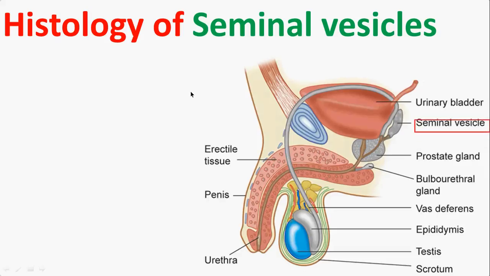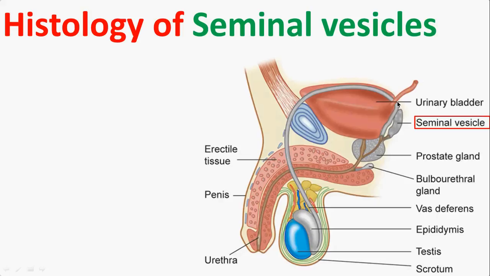Now we will discuss the seminal vesicle, and what its histology is. Seminal vesicles are paired, meaning present on both sides, elongated, folded tubular glands with a muscular and fibrous coat. So it is a fibromuscular glandular structure, and this gland joins with the ductus deferens to form the ejaculatory duct.